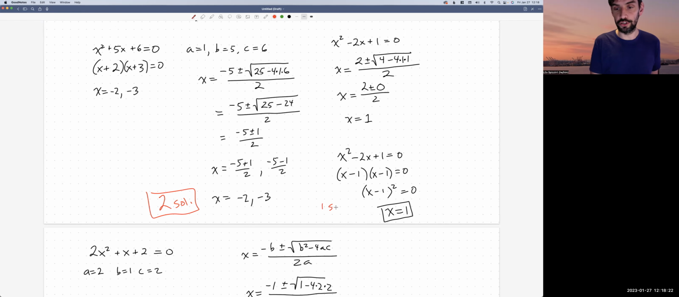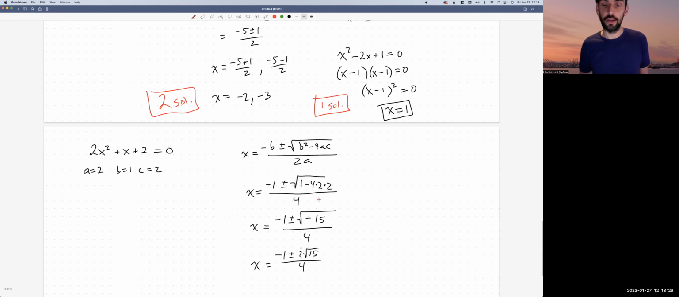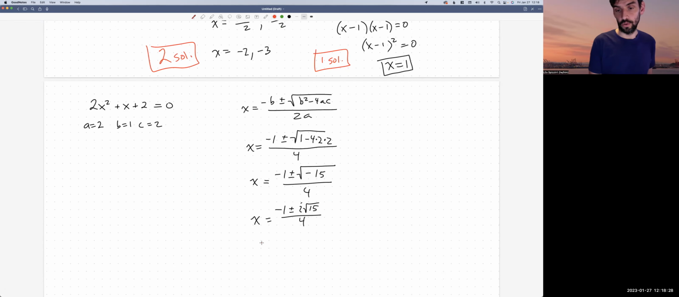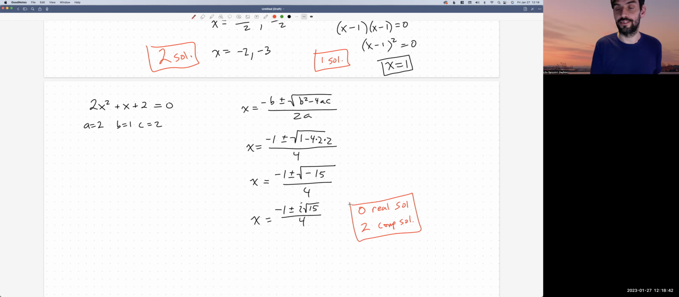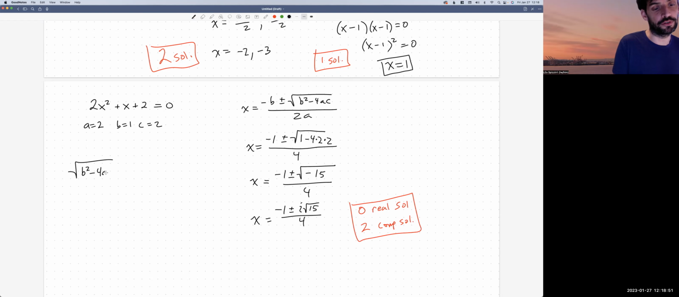We had 1 solution, x equals 1, and we had 0, let's say, real solutions, 2 complex solutions, okay, in this last case. And what it all comes down to, those three conditions, is what happens to this square root? What happens to the square root of b squared minus 4ac, right?